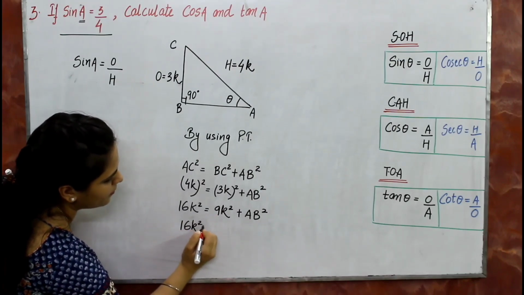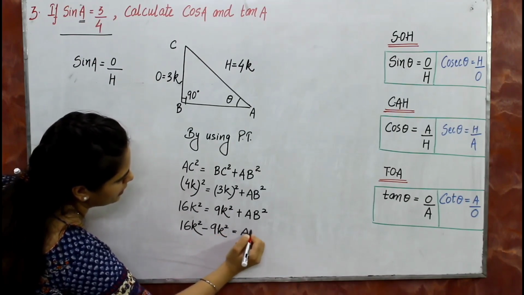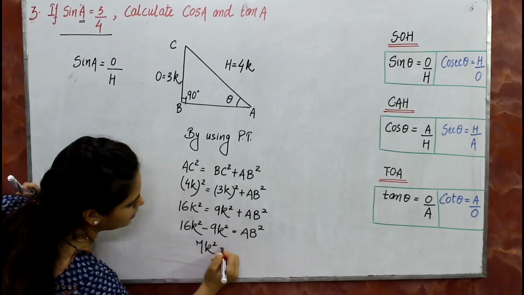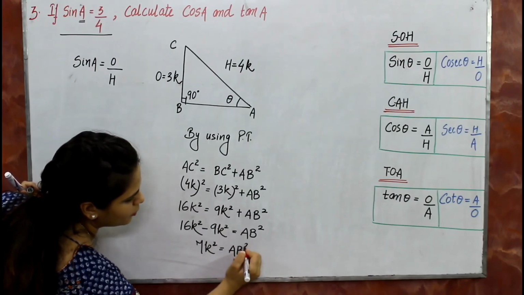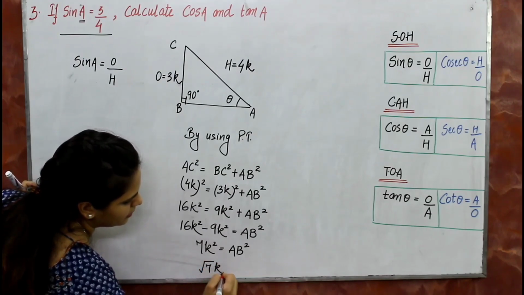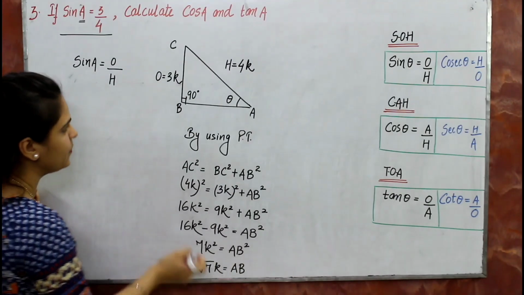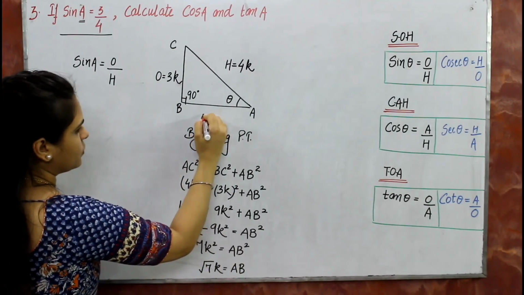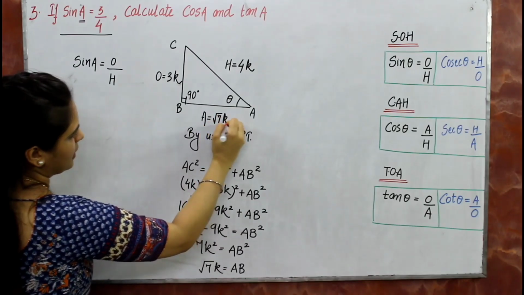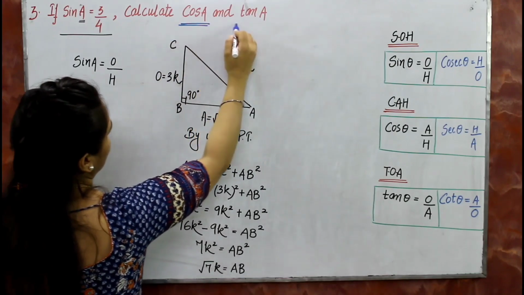16k square minus 9k square is equals to AB square. You will get 7k square here is equals to AB square. That means the value of AB is equals to root 7k by taking square root on both the sides. Now AB is the adjacent side, which is equals to root 7k. In this question you have to find the value of cos A and tan A.